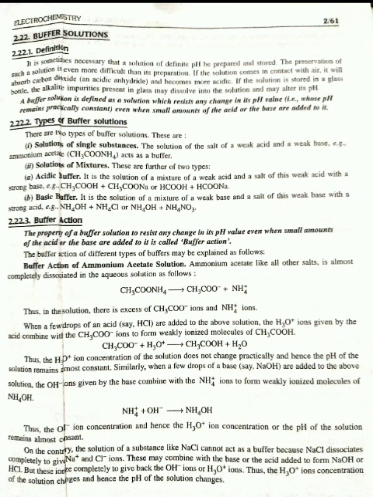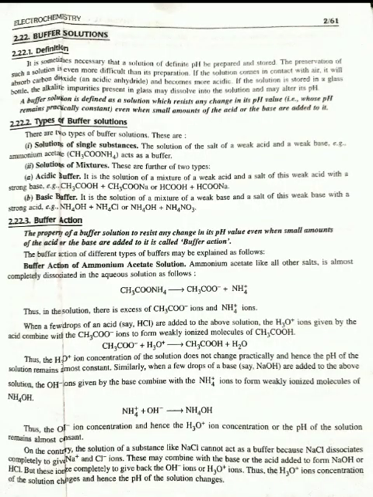When a few drops of an acid, say HCl, are added to the above solution, the H3O positive ions given by the acid combine with the CH3COO negative ions to form weakly ionized molecules of CH3COOH. Thus, the H3O positive ion concentration of the solution does not change particularly, and hence the pH of the solution remains almost constant. Similarly, when a few drops of a base are added to the above solution, the OH negative ions given by the base combine with the NH4 positive ions to form weakly ionized molecules of NH4OH. Thus, the OH negative ion concentration, and hence the H3O positive ion concentration or the pH of the solution, remains almost constant.